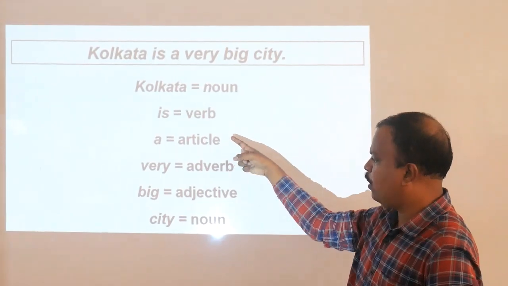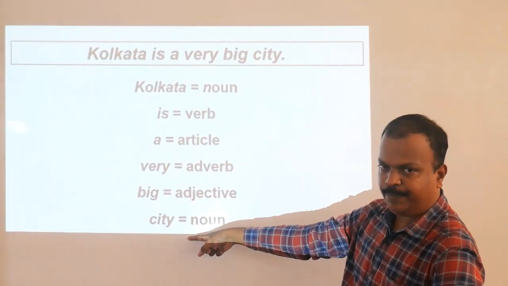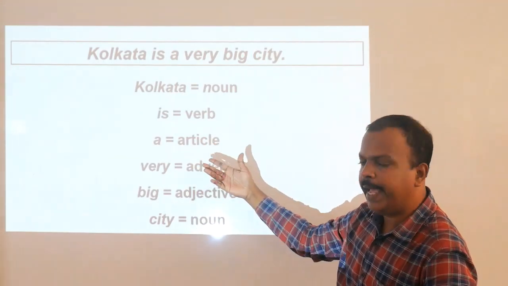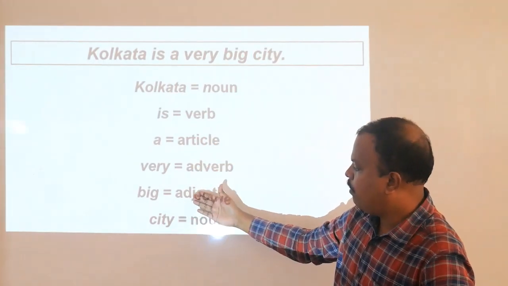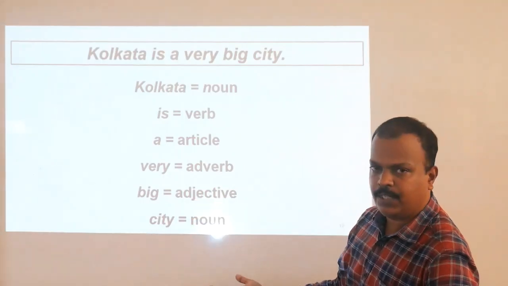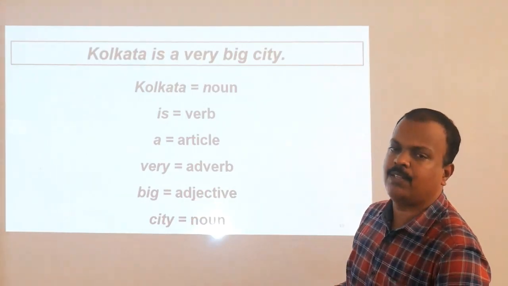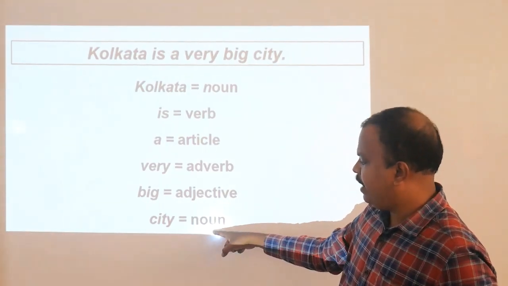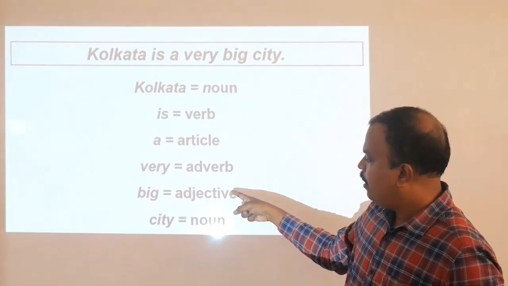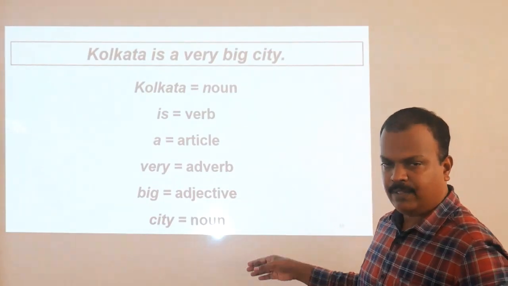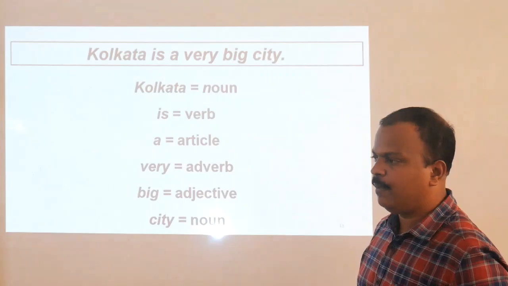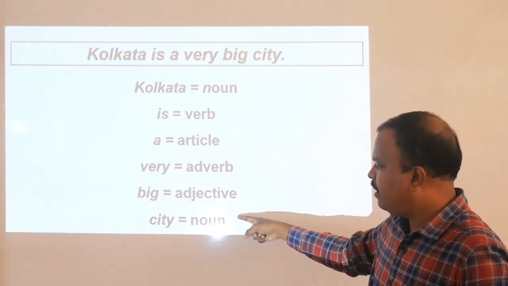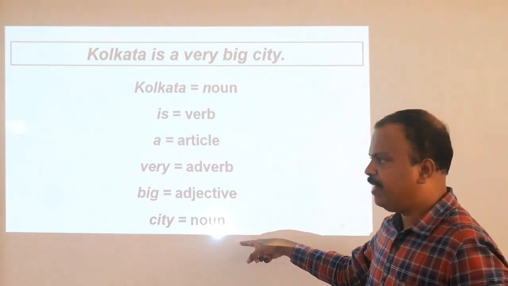Article A is there because we're talking about city. A city. So A is related to city. We want to say something more about the city. We say it's a big city. Not just a big city, but a very big city. Now, big is talking about city here. City is a noun, and if a word describes a noun like this, it is called an adjective. So we have these describing words.